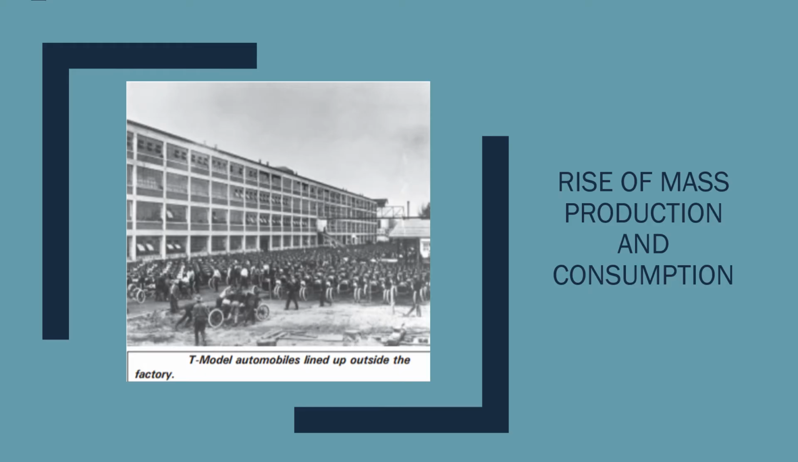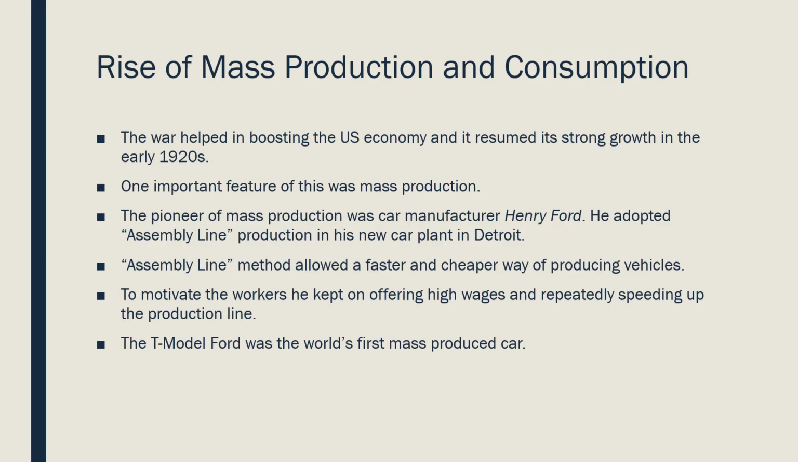The next subsection deals with the rise of mass production and consumption. In this section, assembly line production is very important from the point of view of the exam. In the post-war period, the recovery of the US economy was much faster than the other parts of the world. The war in fact helped in boosting the US economy, and it resumed its strong growth in the early 1920s. One important feature of this was mass production.